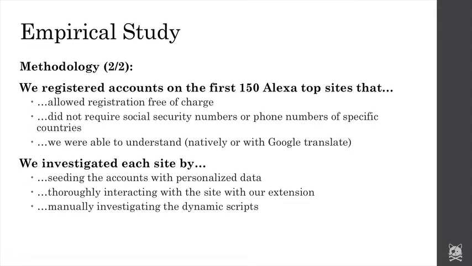So for example, in a shopping site, we put stuff into a shopping cart, we created wish lists. In a webmail client, we sent emails. On a calendar app, we created calendar entries and so on. So we carefully seeded these things. And then basically we used our extension while interacting with the site. So we interacted and used all the functionalities of the sites, and our extension recorded all the scripts to see whether we can find some of these scripts. And the results were kind of surprising to us.